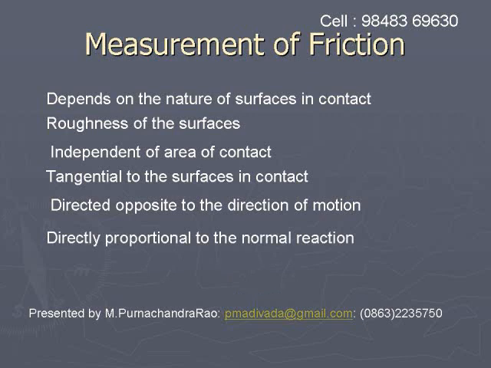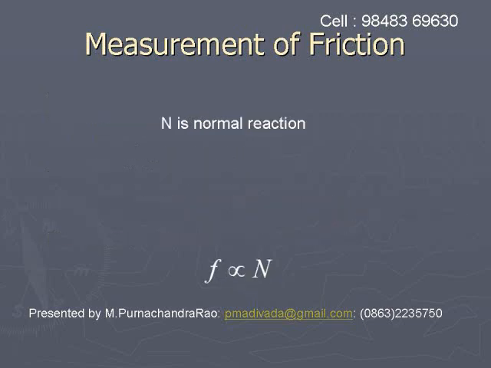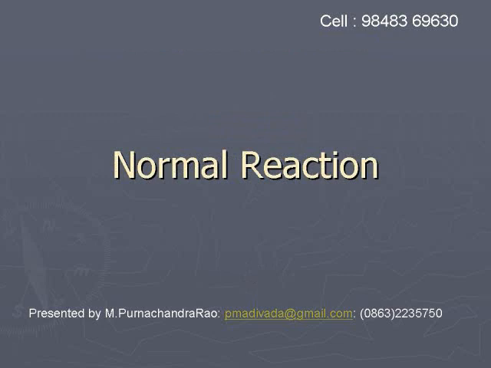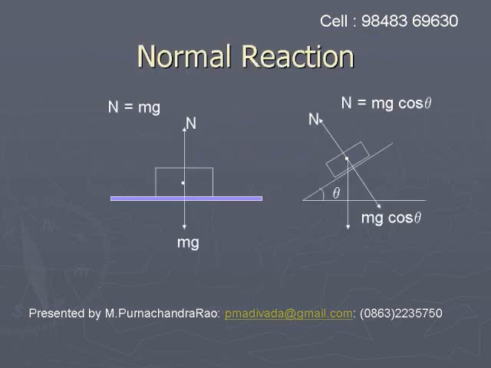So to measure frictional force, we have to measure normal reaction, because frictional force is directly proportional to normal reaction. This is written as small f is proportional to capital N. Small f represents frictional force and capital N represents normal reaction. Since frictional force depends on normal reaction, first let us study normal reaction.